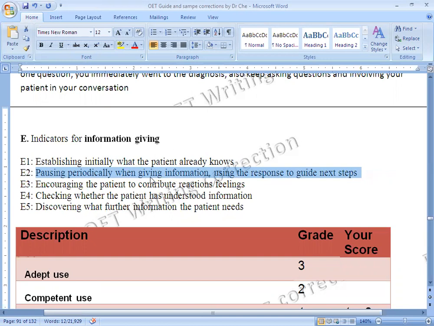Periodically pausing when giving information. Using the response to guide the next step. Response of what response? Whose response? Patient. Patient response. If the patient says, I don't understand what you are telling, you don't need to tell the next step or explain the first step again.